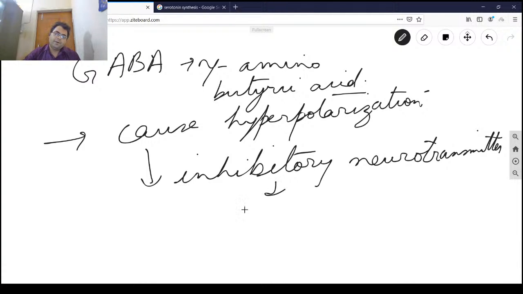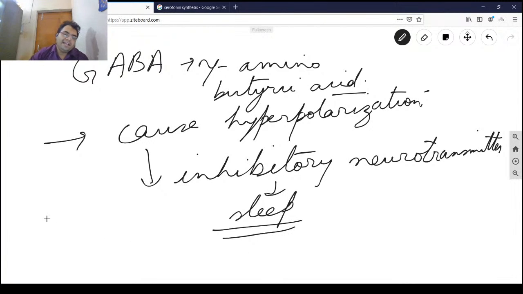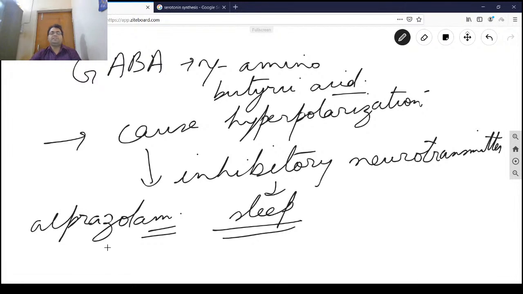So it will cause sleep or drowsiness. So all the insomnia-alleviating drugs, sleep medications, tranquilizers, mostly they are GABA derivatives or GABA analogs, like alprazolam. They are derivatives of GABA.